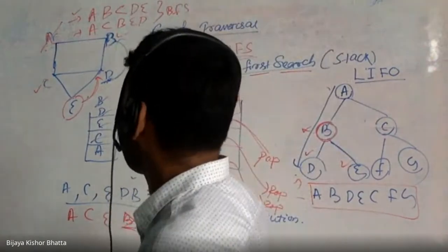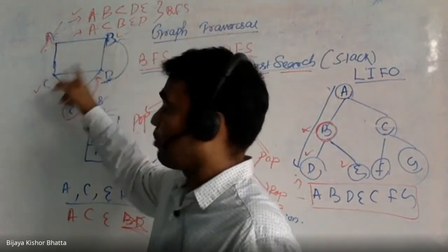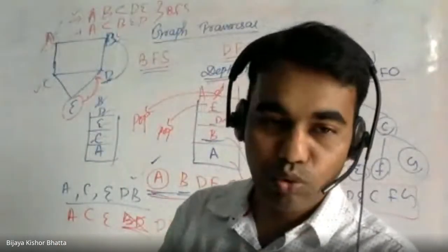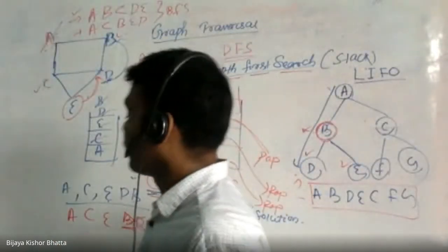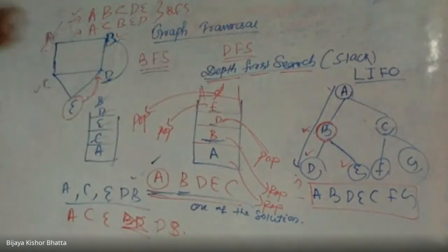So B to C, right? So why is it ABC? Yeah, B to C there is no connection. But what does the rule say, right? Try to understand the rule. The rule is you are processing A.